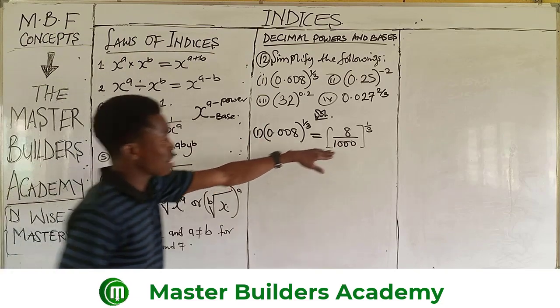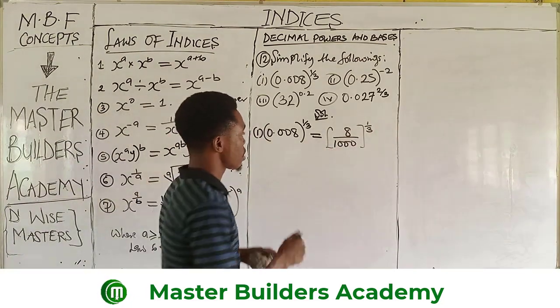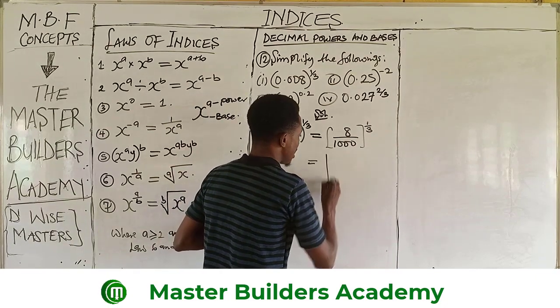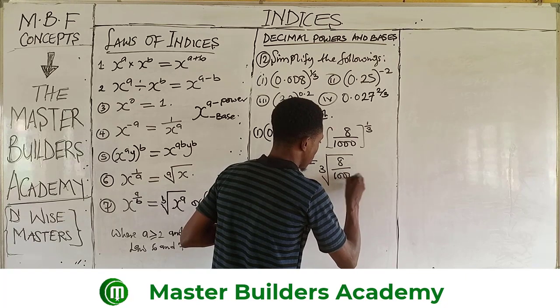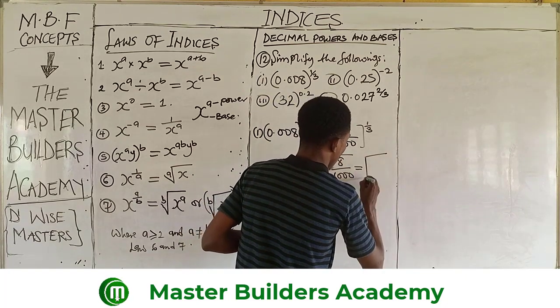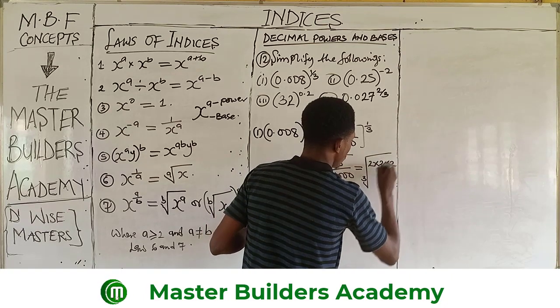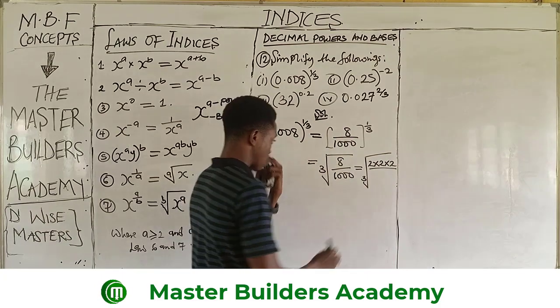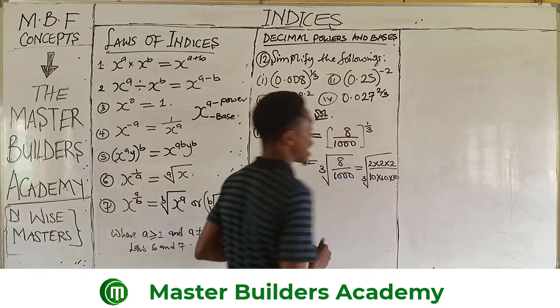Now that we have successfully converted this from its decimal form to its fractional form, all we need to do now is apply rule number 6. This will give us the cube root of 8/1000. And don't forget, the cube root of this would give us what? 2 multiplied by 2 multiplied by 2, all over, for this one, 10 multiplied by 10 multiplied by another 10.